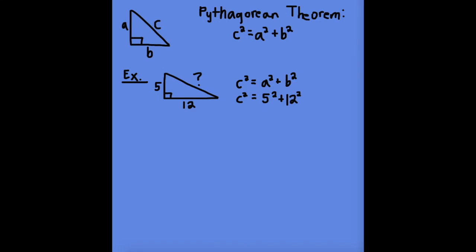It doesn't matter if A equals 5 or if B equals 5. In the end, you're just squaring and adding the two legs together, so it doesn't matter if 5 or 12 are A or B. I could set up the problem as C squared equals 5 squared plus 12 squared, where 5 is A and 12 is B, or I can set the equation as C squared equals 12 squared plus 5 squared, where 12 is A and 5 is B. Either way, both these equations are going to get you to the same answer. So let's use C squared equals 5 squared plus 12 squared.